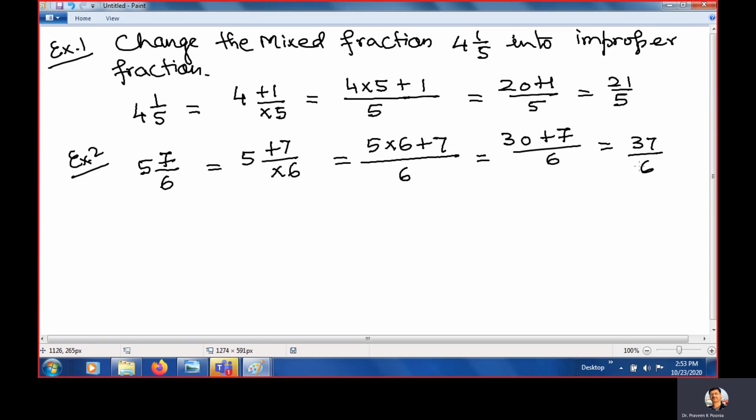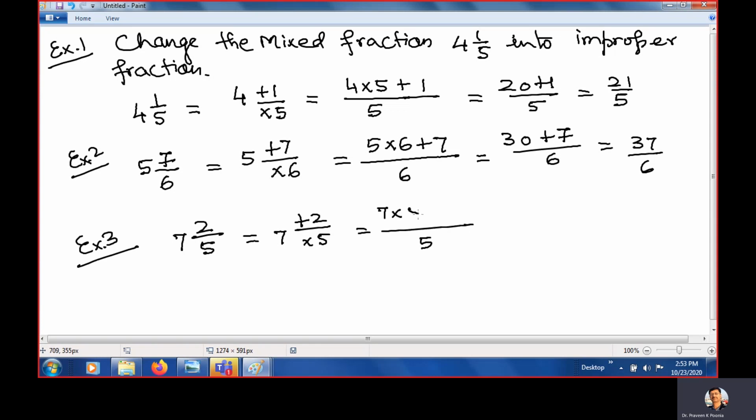Clear? It can change only into an improper fraction. One more example we will take, example 3, and we will take 7 and 2 upon 5. So how will it change? 7, plus 2, multiply 5, and then we will write 5 here. So it will be 7 times 5 plus 2. 7 times 5 is 35 plus 2 upon 5. And what is the answer? 37 upon 5. Wow, same answer in both the questions.